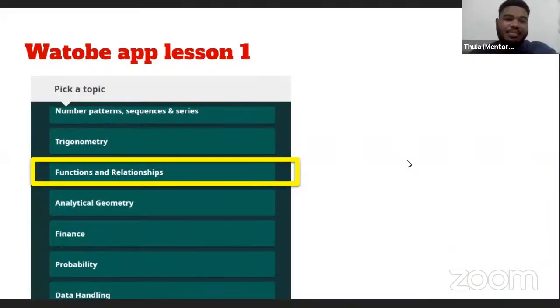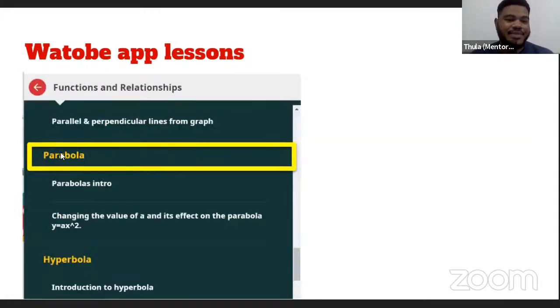And of course, to practice and reinforce the learning that already happened here, you go in the app, pick a topic, functions and relationships, and then the parabola is here. Be sure to do this, because in between the live classes, it's good to reinforce your learning and take quizzes to test yourself, because otherwise how else will you know that you understand everything? And that's it on my side.